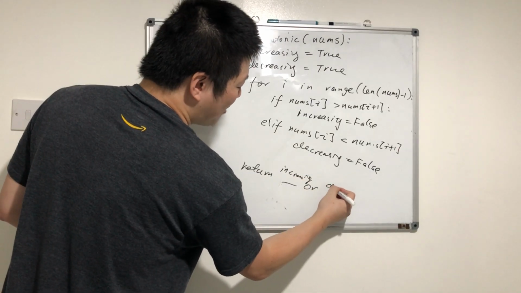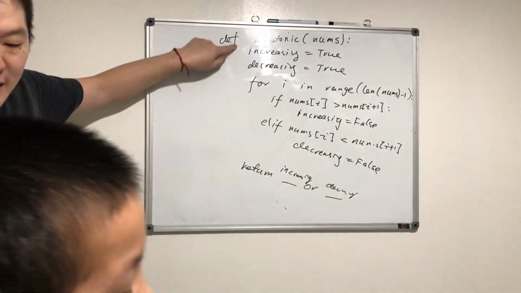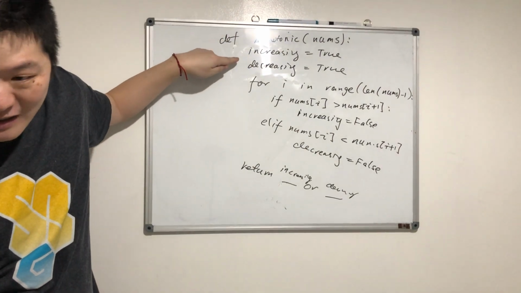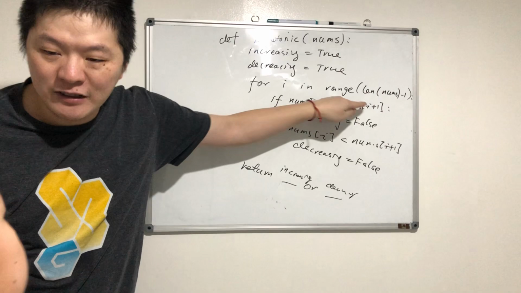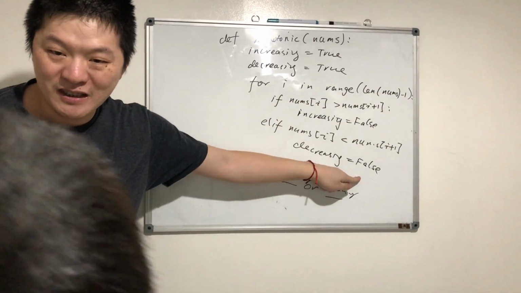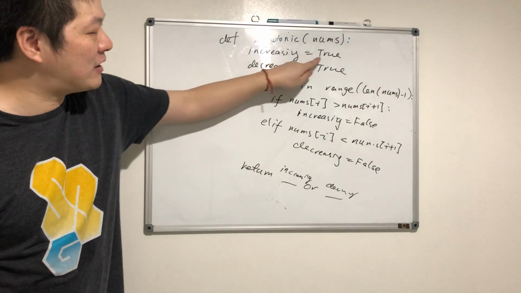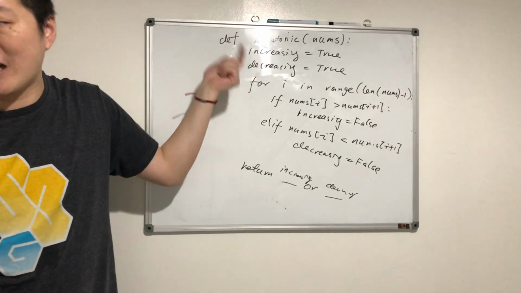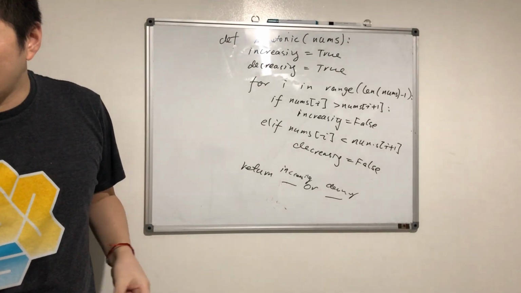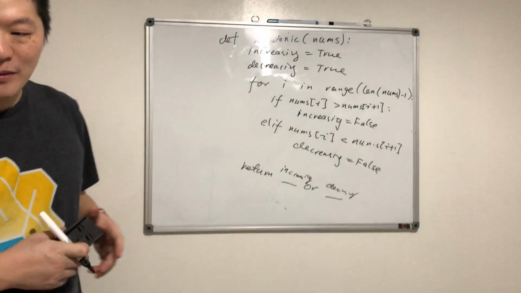Can you tell me how this works? We make an assumption that it's both increasing and decreasing. But when we find an opposite case, we set it to false. After going through once, if it's still true, then it's increasing, or if decreasing is still true, it's decreasing. Do you understand? Can you say it?